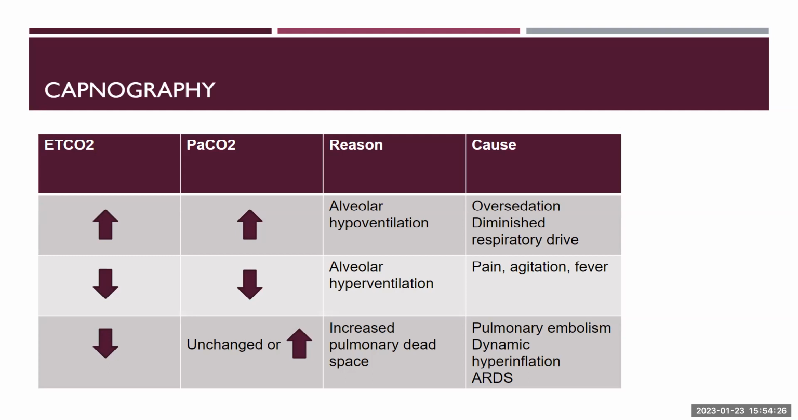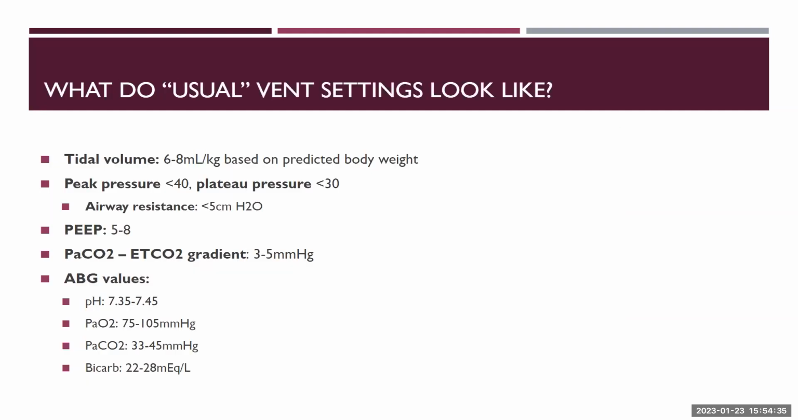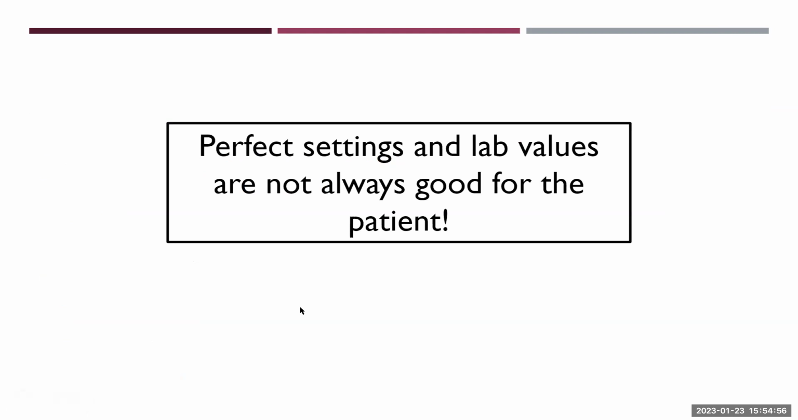Any other questions on CO2 readings and the waveforms? Okay. So this is the summary of what usual vent settings look like, just so you guys have a good idea of what should be more concerning, what is within the normal range. So this is the normal range of things, and the ABG values you guys are going to see again, so you don't need to memorize them, even though I feel like some people do.